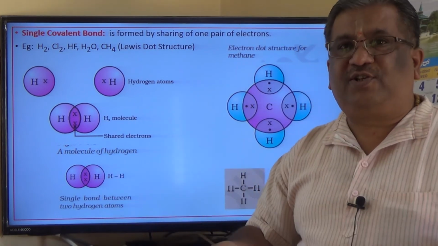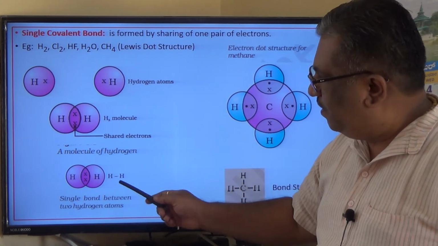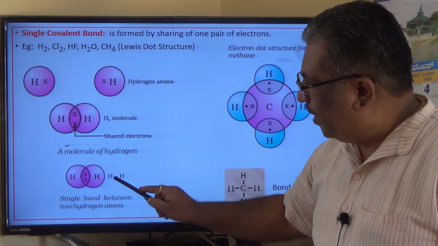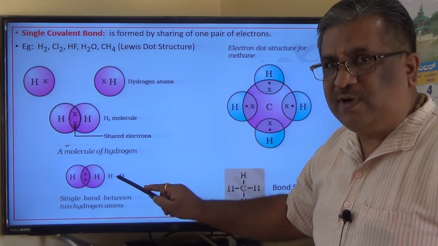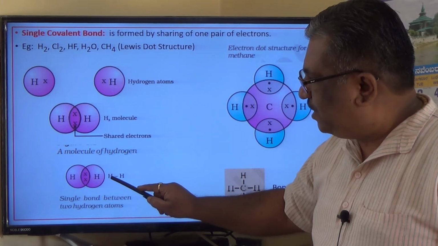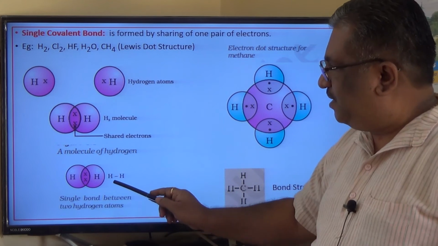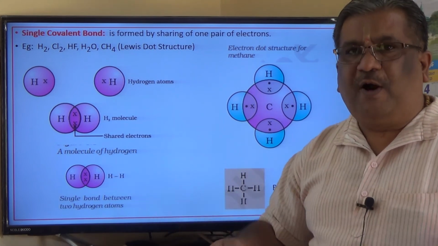What is a bond structure? There is one more structure representation, that is called a bond structure. Here you can see H, one line here, that is called a bond, and this is H here. So if I represent H hyphen H, that hyphen or one straight line represents a bond.